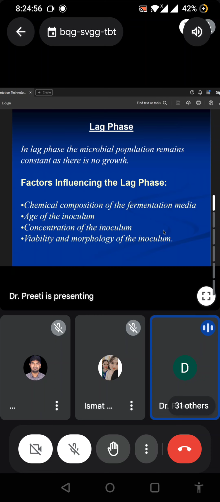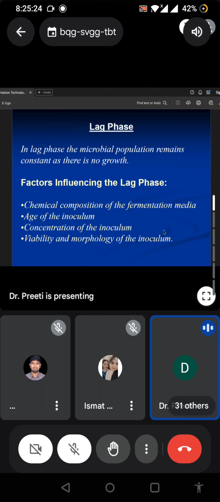Then concentration of the inoculum. যে বললাম এখানে সিঙ্গেল সেল থেকে তুমি 50,000 লিটার মিডিয়াতে দেবে, it's not going to work properly. So how much number of cells? আবার খুব বেশি দিয়ে দিলেও প্রবলেম। খুব বেশি দিলে কি হবে, growth হচ্ছে বেশি, but the substrate is not getting converted into the product. Substrate conversion কোথায় হবে? Fermentation media তে. So concentration of the inoculum is important, and then viability and morphology of the inoculum.